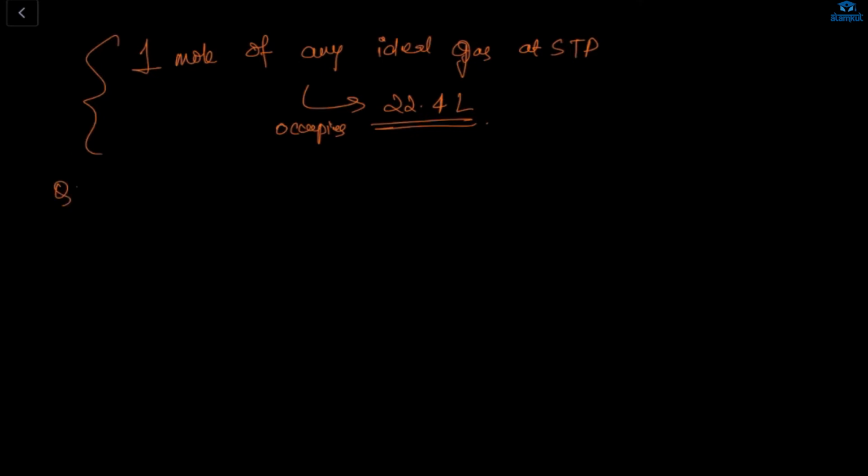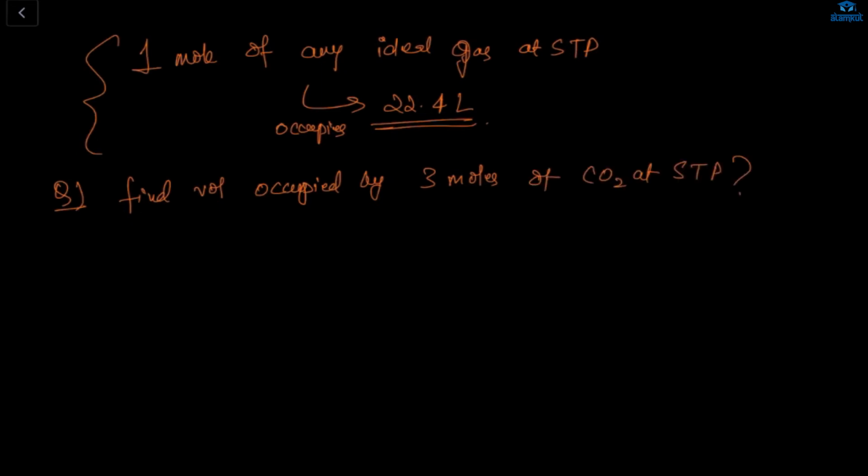Now let me give you one question. You have to find volume, V or L for volume, occupied by 3 moles of CO2 at STP. For 1 mole it is this much. Okay, now for 3 moles it's asking. So it's easy. Come on.